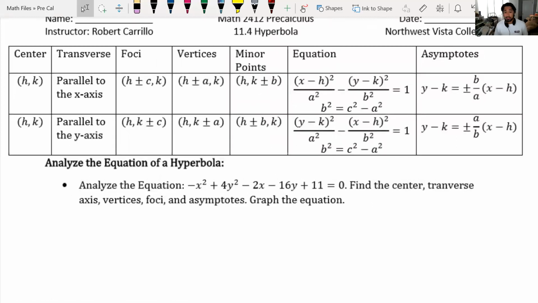Now you know what time it is. We are now given the general form of a hyperbola. And in order to put it into standard form, guess what we have to do? Complete the square.